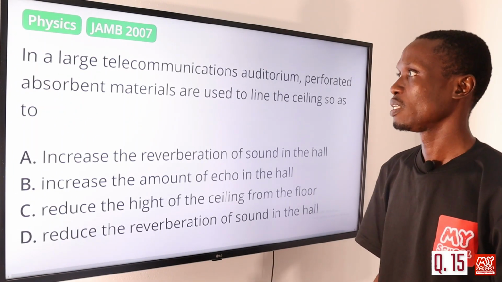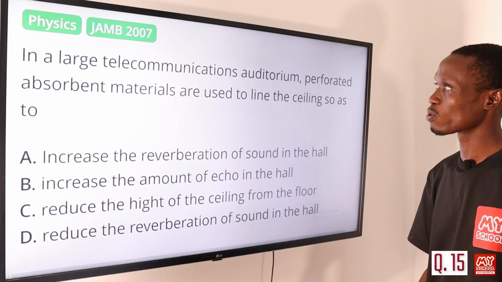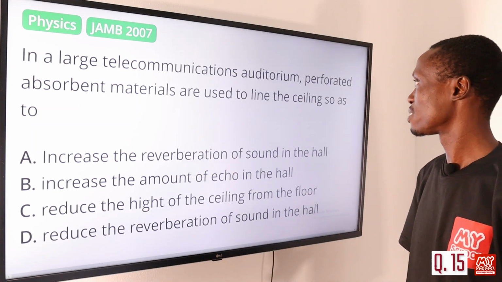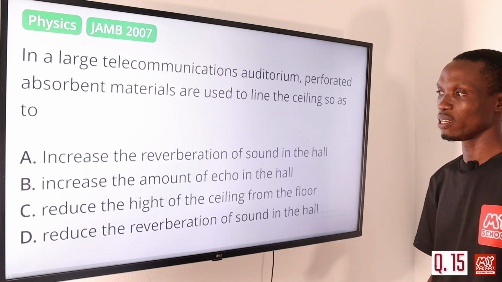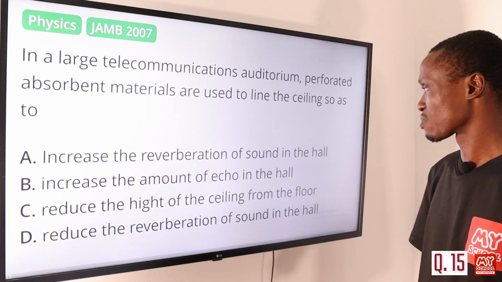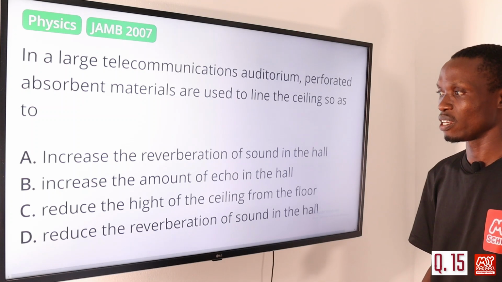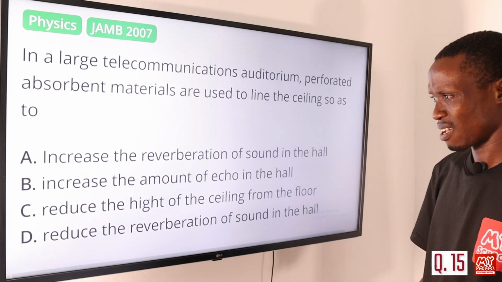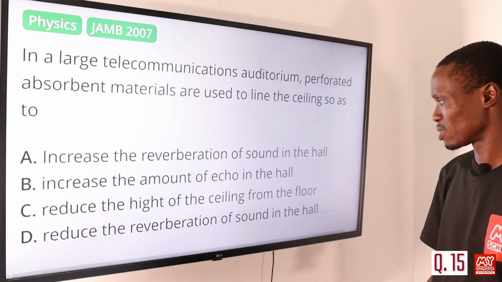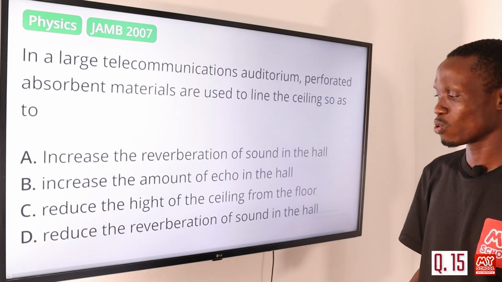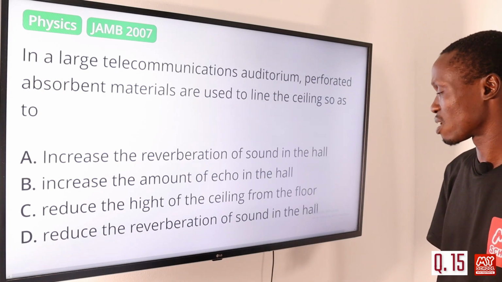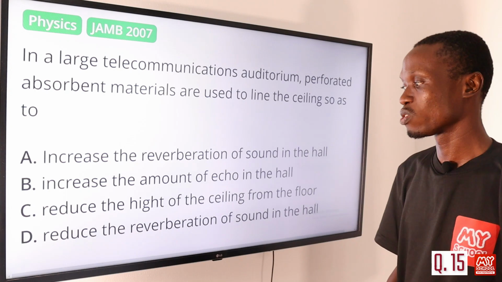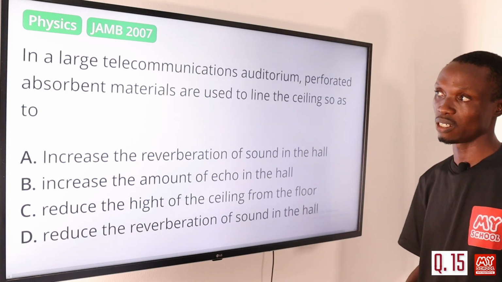Question 15. In a large telecommunications auditorium, perforated absorbent materials are used to line the ceiling so as to A, increase the reverberation of sound in the hall, B, increase the amount of echo in the hall, C, reduce the height of the ceiling from the floor, D, reduce the reverberation of sound in the hall. So the answer to this question is option D. Reduce the reverberation of sound in the hall.